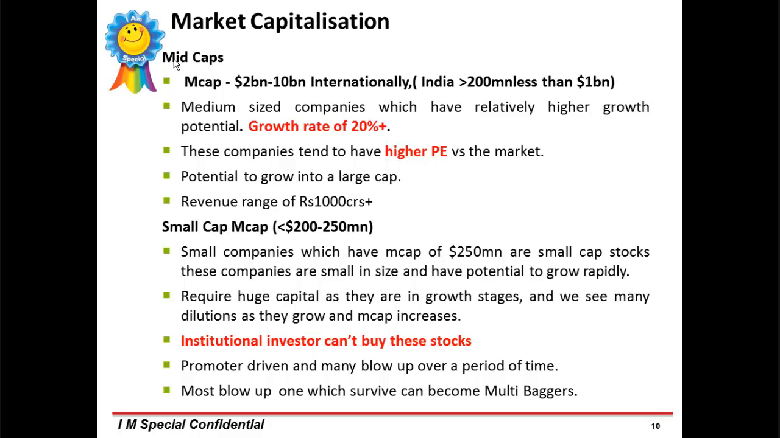Since these companies are in initial growth stages, they require huge capital. So every stage of growth will see dilution. They'll keep on coming to the market, raising money through IPO, follow-on public offer, or any different ways they can raise money. Most institutional investors can't buy these stocks, because most institutions have a benchmark that they can't buy a stock with a market cap of less than 200 million or 250 million.